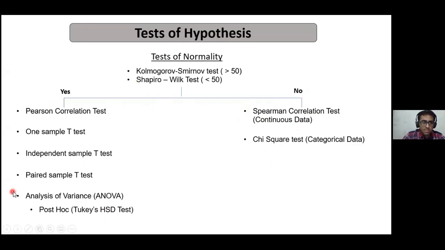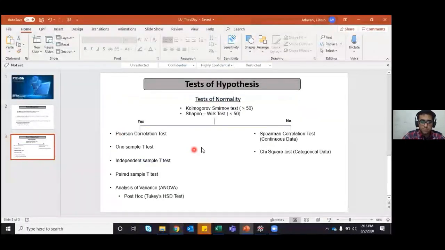So these are some tests of normality, and all these tests, Pearson test, one sample t-test, independent sample t-test, paired sample t-test, ANOVA, and post hoc after ANOVA, are applied only when data is normal. If the data is not normal, then we use Spearman correlation test or chi-square test. Also, chi-square test is used when we have categorical data. Now, the resource material was shared with you. Please open Jupyter or Spyder so that we can move on to hands-on practice.